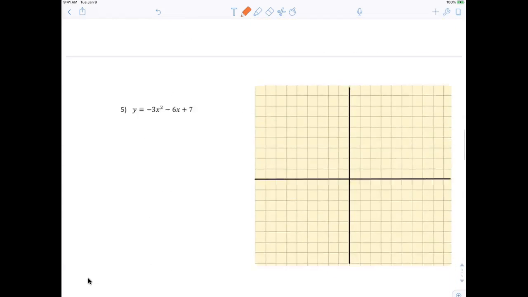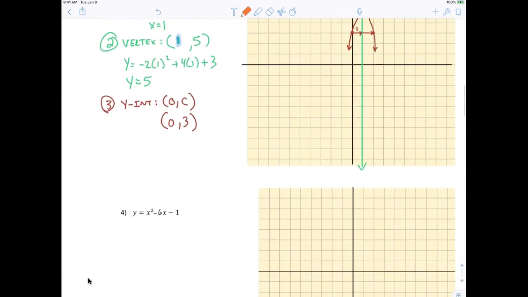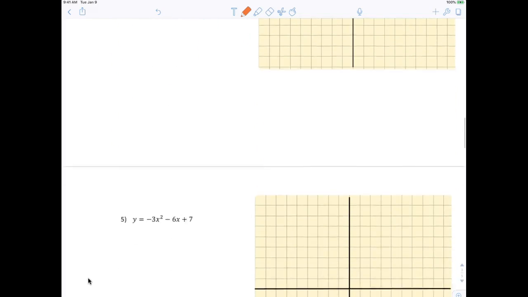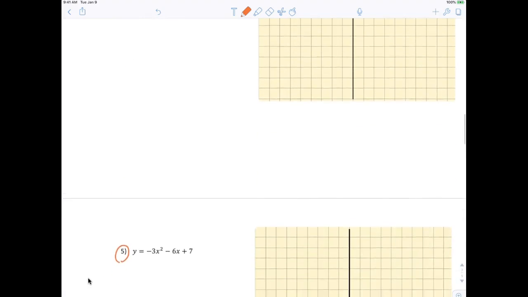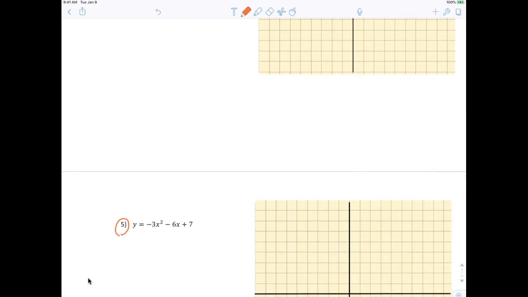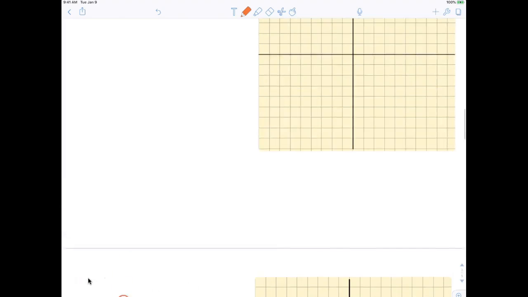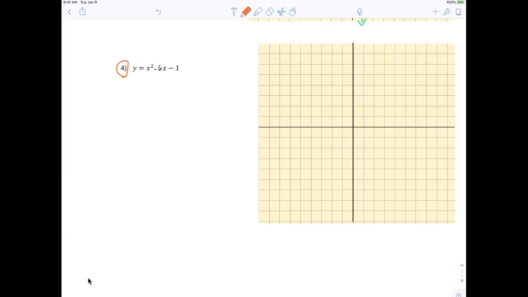Okay, so for homework, here's what I want you to do. I want you to do questions 4 and 5. Everybody try 4 and 5. Everybody good? All right, look at your notes, please. In this case, the vertex is not the same as the y-intercept, so you don't have to plug a number in.